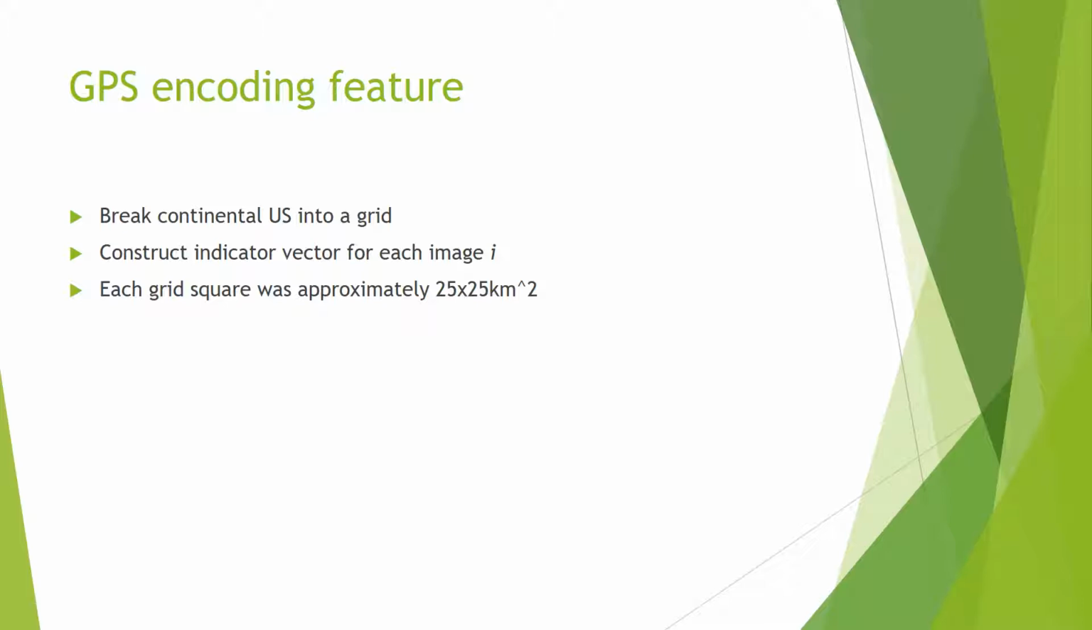For the purposes of research, the continental United States was cut into a rectangular grid with a latitude to longitude ratio of 1/2, and an indicator vector for each image was constructed to indicate which grid cell the location fell in. The result of this was a feature vector with dimensions equal to the total number of cells in the grid. Each grid contains 25 by 25 square cells.